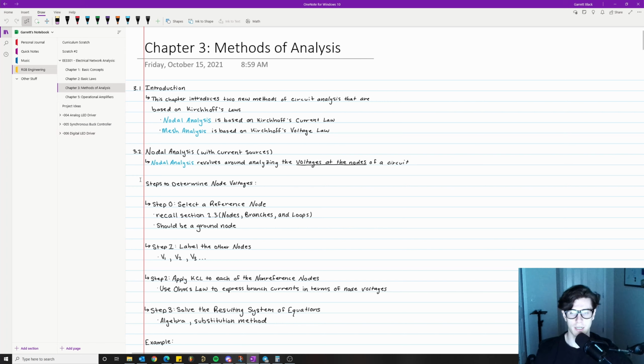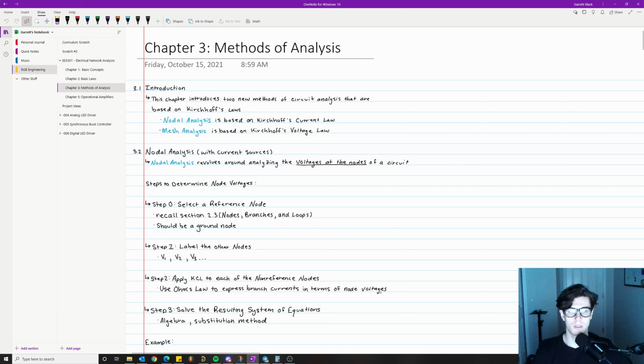So going straight to it, we have the steps to determine node voltages. Step 0 is to select a reference node, which should be ground. Then step 1 is to label the other nodes. You can label these in sequential order, V1, V2, V3, and so on for every node that is a non-reference node in the circuit. Then step 2 is to apply Kirchhoff's current law to each of the non-reference nodes, and then use Ohm's law to express branch currents in terms of node voltages.